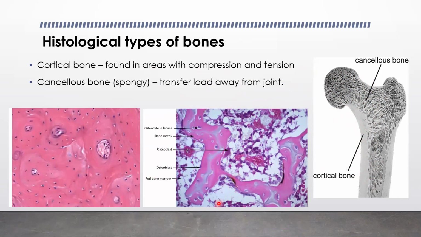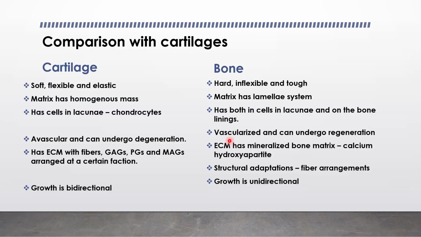So in cancellous bone, you'll be able to appreciate the bone marrow. This is a red bone marrow. You can appreciate the osteoclast, the osteocytes in lacunae, and then there's the bone matrix at this point. If we go to higher magnification, we find all the 5 cell types of the bone.